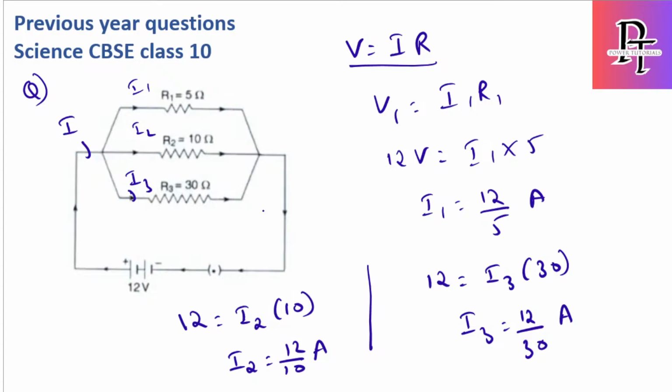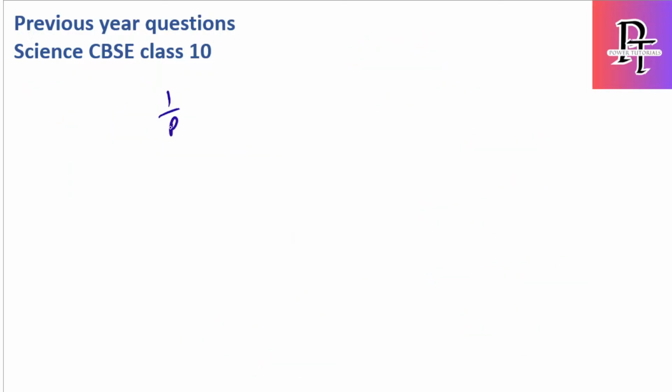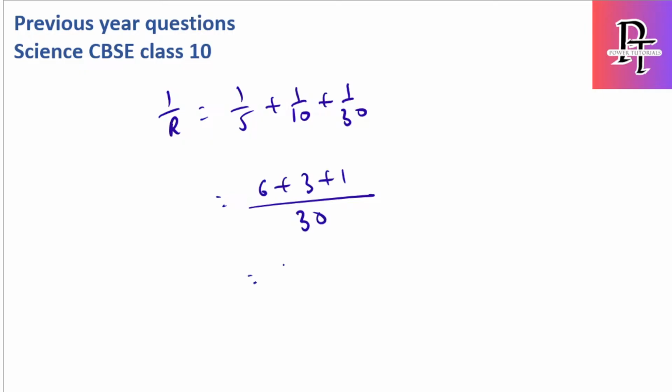Okay, so let's find R effective. R effective is about the parallel combination of three resistors. So 1 by R is equal to, what are the three resistors? 5, 10 and 30. So it will be 1 by 5 plus 1 by 10 plus 1 by 30. LCM is 30 again. So 5 sixes are 30, 10 threes are 30, 30 ones are 30. So this becomes 10 by 30. So R I can say it is 3 ohms. R effective is 3 ohms.